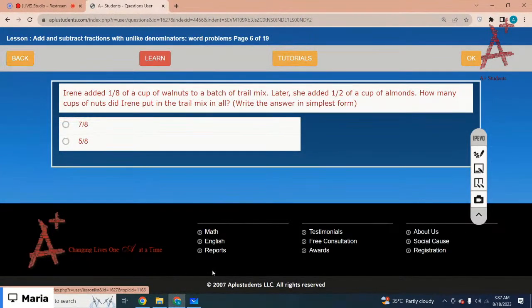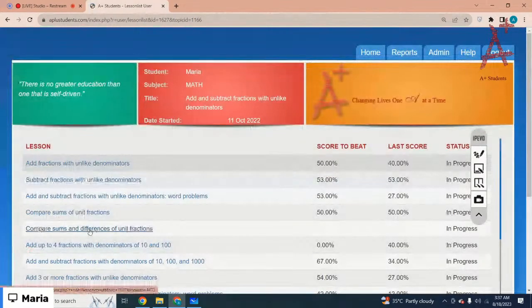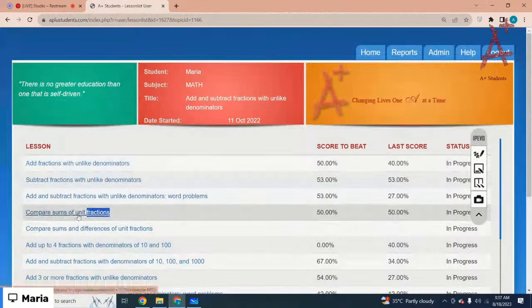Okay, you can complete the lesson by yourself later today. Let me just start with the next lesson. And the next lesson is compare sums of unit fractions.